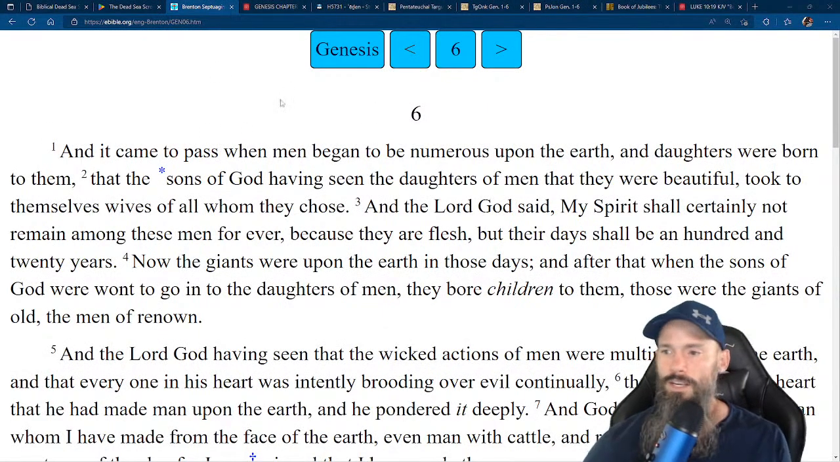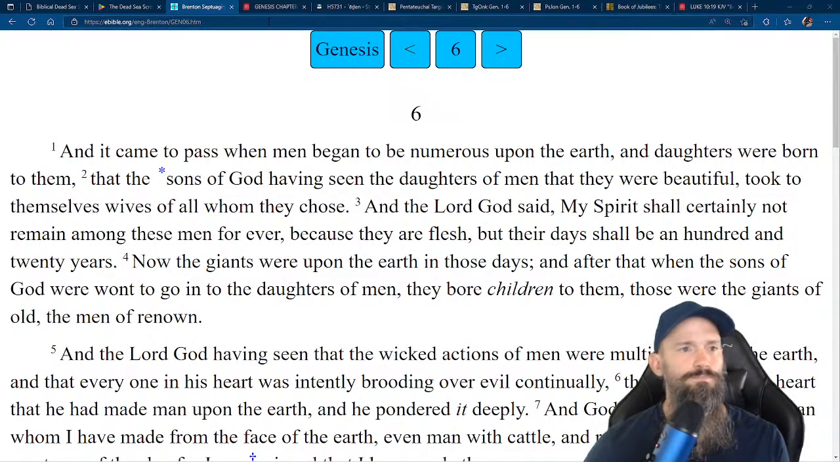All right, and Genesis chapter 6. And it came to pass when men began to be numerous upon the earth, and daughters were born to them, that the sons of Yahuwah, having seen the daughters of men that they were beautiful, took to themselves wives of all whom they chose. And Yahuwah said, My spirit shall certainly not remain among these men forever, because they are flesh, but their days shall be 120 years.